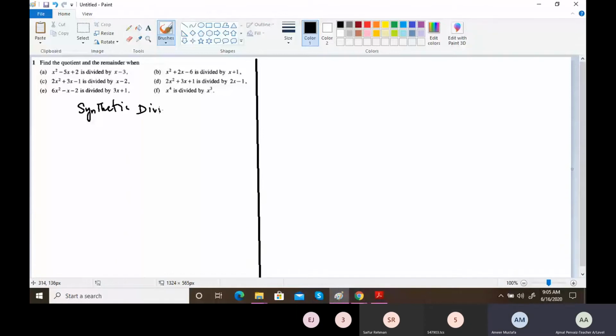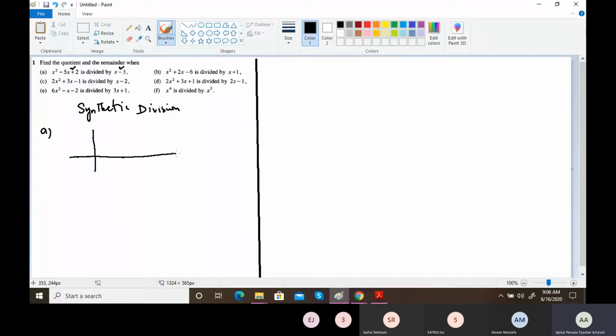Yes, sir. Synthetic division we are applying to any one of the questions. How do we do that actually? If you see here, let me take the first part, and it says that this expression is divided by x minus 3. And he's asking you to find the quotient and the remainder. We'll do this question with both of the methods, the long division and the synthetic division.